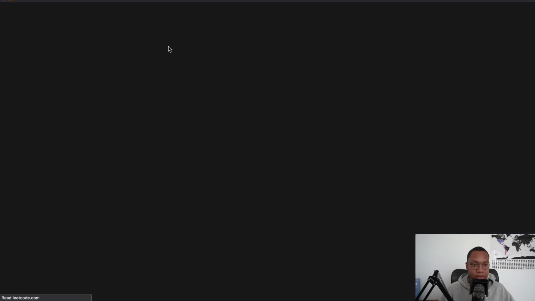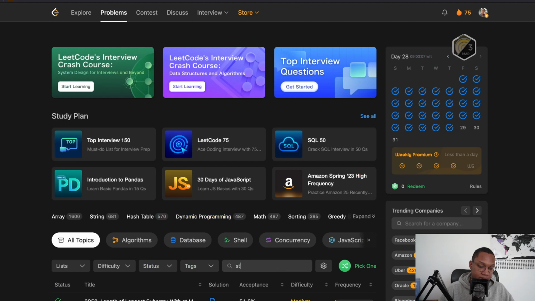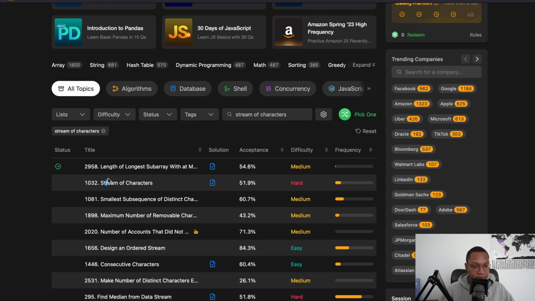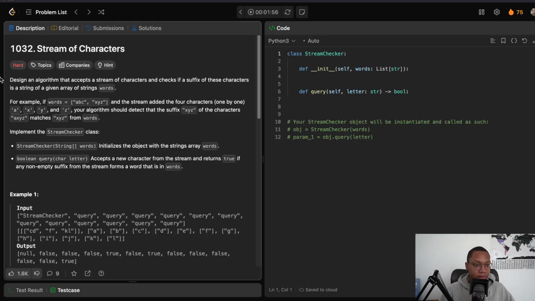Okay, we're going to go over and just do Stream of Characters. So this is another Leetcode hard. We're moving up in the world. Design an algorithm that accepts a stream of characters and checks if a suffix of these characters is a string given an array of strings, words. For example, if words are abc, xyz, and the stream added the 4 characters.